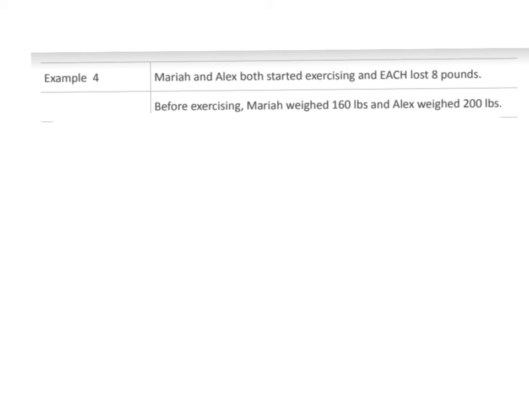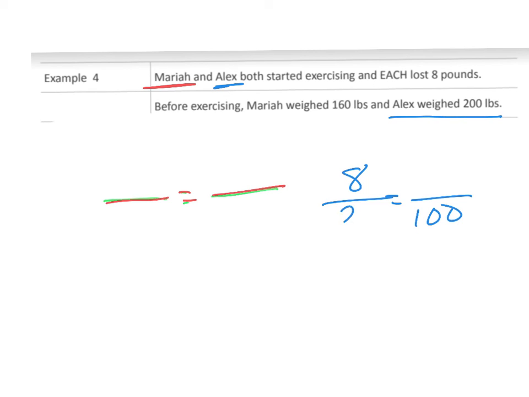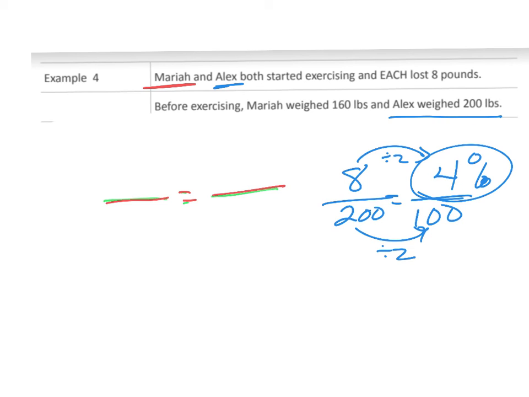This one we're going to do twice because we have to do Mariah and we have to do Alex. They both started exercising and each lost 8 pounds. I want to know the percent for each person. So let's use red for Mariah and blue for Alex. Okay, so let's do Alex. We know he lost 8. That's our change. Alex weighed 200 pounds, so that's going to go on the bottom. So let's go ahead and solve this. 200 divided by 2 gives me 100. 8 divided by 2 gives me 4. So he lost 4%.